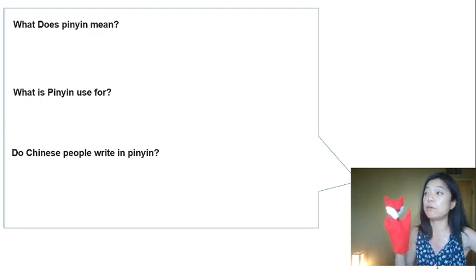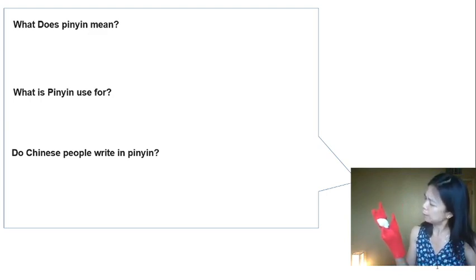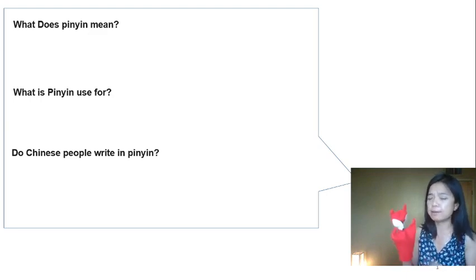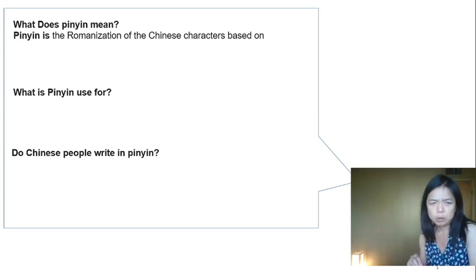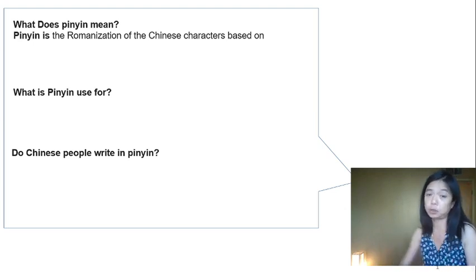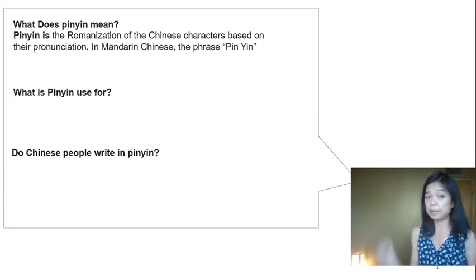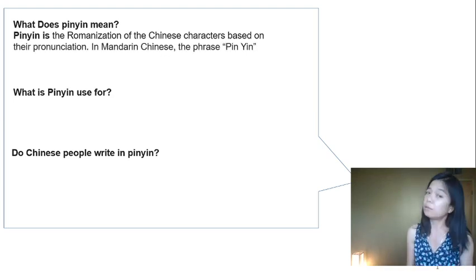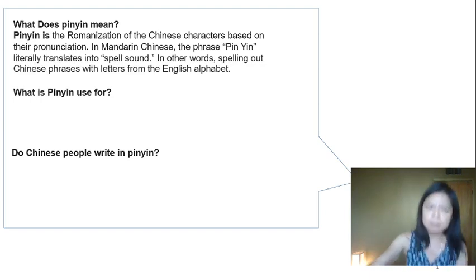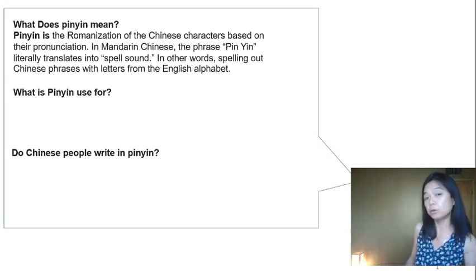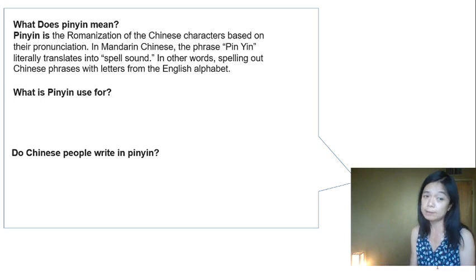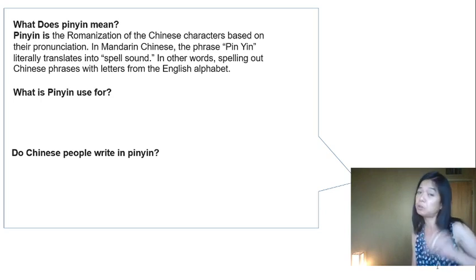Oh, I see. So, Fox 说, what does 拼音 mean? 拼音? All right, let me tell you all about that. So, 拼音 is the romanization of the Chinese character based on their pronunciation in Mandarin Chinese. The phrase 拼音 literally translates into spell sound. In other words, spelling out Chinese phrases with the letters from the English alphabet. I hope I answer your question, Fox.